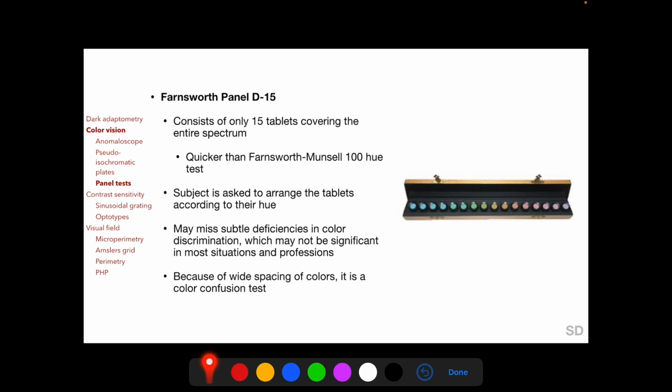The Farnsworth panel D15 test consists of only 15 tablets instead of 85, but covering the entire spectrum. So it is quicker than the Farnsworth-Munsell 100 hue test, and here also the subject is asked to arrange the tablets according to their colors between the two tablets which are fixed in position at either end of the row. The D15 test may miss subtle deficiencies in color discrimination which may not be significant in most situations and professions. Because of the wide spacing of colors between the adjacent caps, the D15 test is considered a color confusion test.